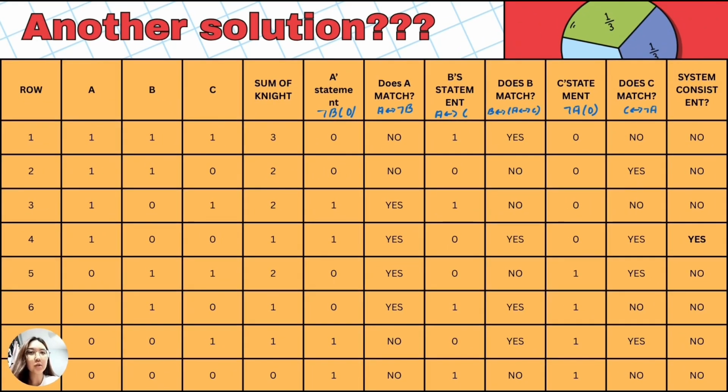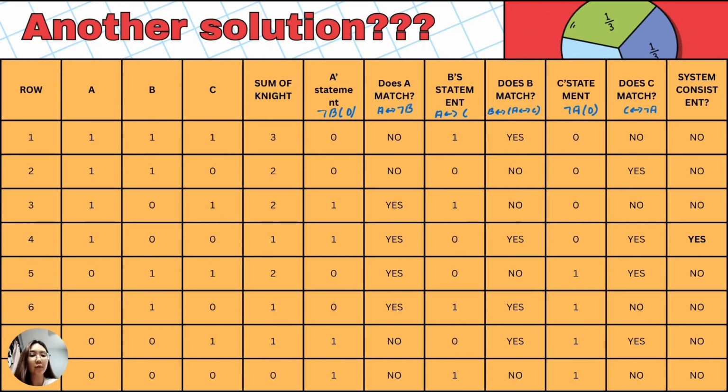And here is another solution for us to determine which is the knight and which is the knave. So we use the truth table to determine them. We have three statements, which are A, B, and C. Before this, we mentioned that if the statement is correct or the person is the knight, we put 1 for it. And if the statement is wrong or the person is the knave, we put 0 for it. So in the columns A, B, and C, we have put the 1s and 0s for them.